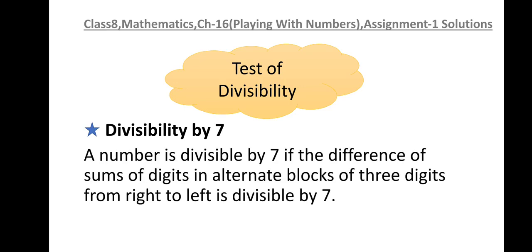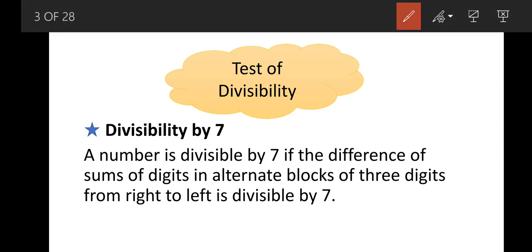A number is divisible by 7 if the difference of the sums of the digits in alternate blocks of 3 digits from right to left is divisible by 7. What is this rule? A number is divisible by 7 if the difference of sums of the digits in alternate blocks, we need to take the alternate blocks of 3 digits starting from right to left, is divisible by 7. This is your divisibility rule of 7.